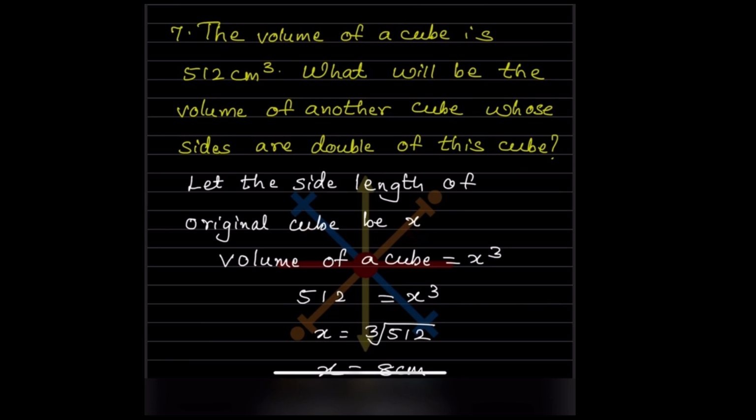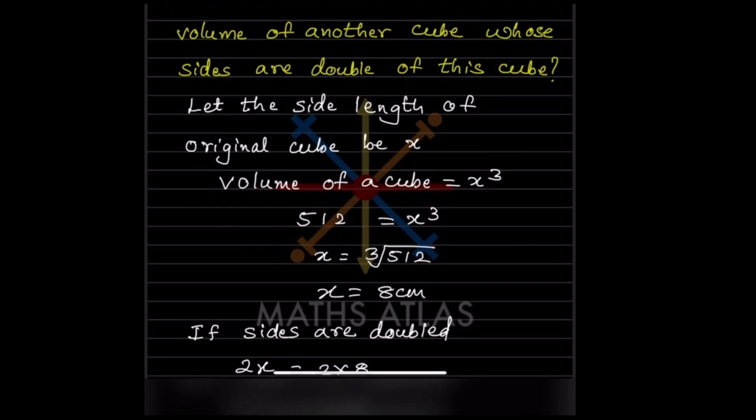The formula for the volume of a cube is x cube. If you put a, that will be a cube; it doesn't matter which variable you use, whether a, x, or any other. The volume of the cube is given as 512 centimeter cube, so below this you write 512 and this is x cube. We can also write x cube is 512, but I wrote it below for better understanding. So now x is going to be the cube root of 512.